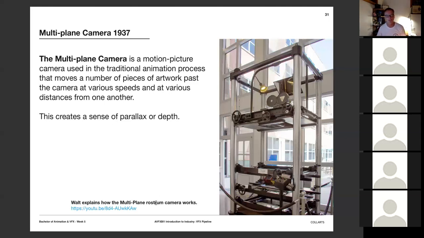And I've got this excellent little film, again, you should watch it. It's actually Walt himself explaining how the multi-plane rostrum camera works. So I remember seeing this when I was at uni, and it's definitely something you should see.